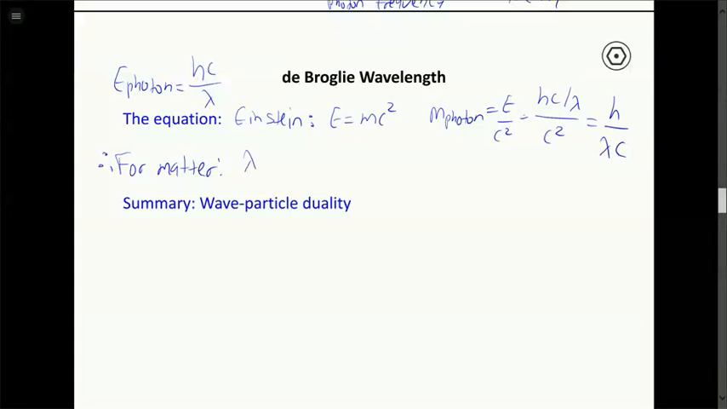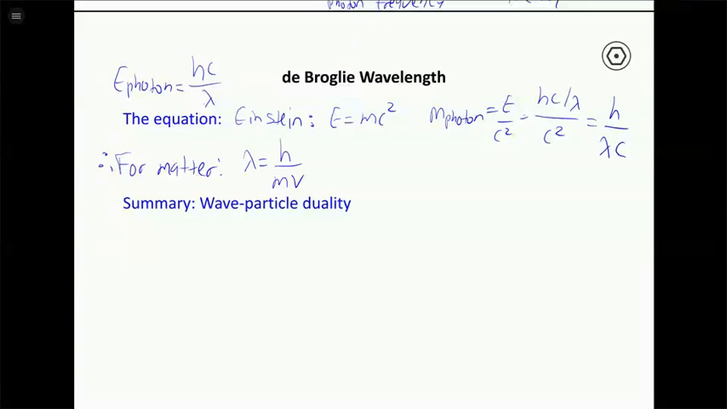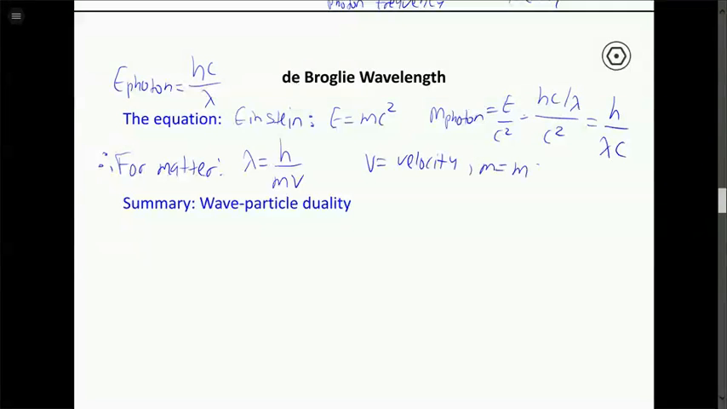So if we rearrange the equation, lambda is equal to h divided by mass times velocity. So for a particle, for an atom or an electron or something like that, we replace c with whatever its velocity is. This is the speed of light. This is the velocity of whatever our particle is. And so for something moving through space, it has an effective wavelength, lambda equals h over mv, where v is the velocity of the particle and m is the mass. All right, so that's the de Broglie wavelength.